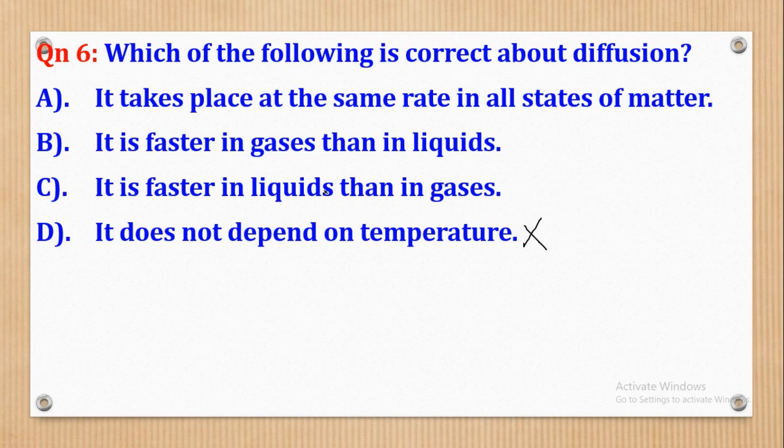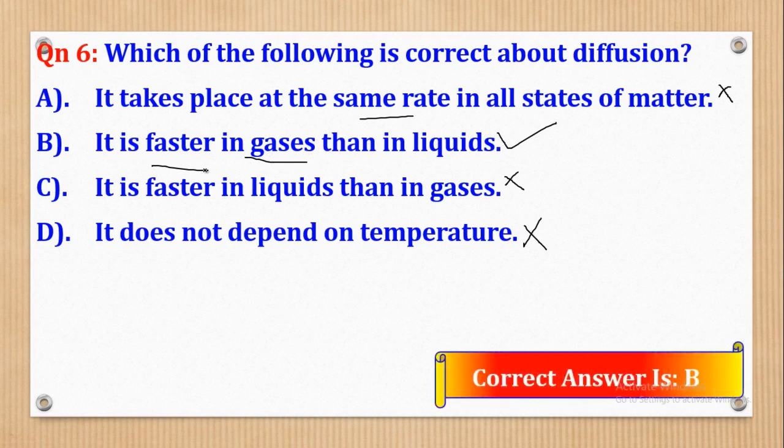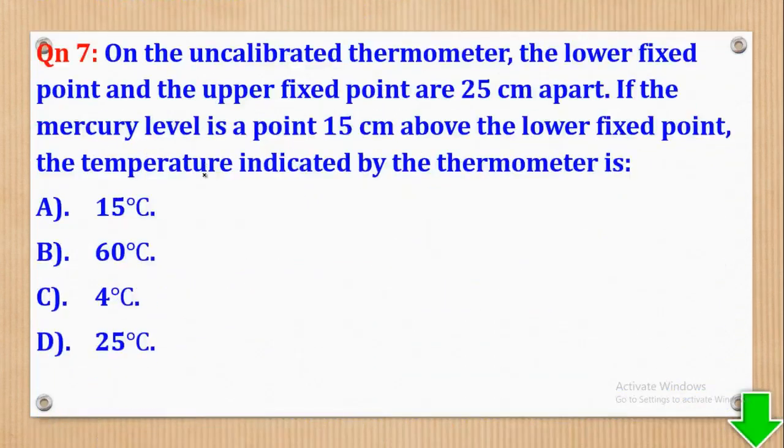Then diffusion is faster in liquids than gases. Remember, it is gases which are more widely spaced than liquids, so this is not okay. Then here, it takes place at the same rate in all states of matter. This is not okay, because in solids the molecules are closely packed, and in gases they are widely spaced. Therefore, it cannot be at the same rate. So the only option is this, because gases are widely spaced, therefore diffusion will be faster. So we conclude that the correct option is option B. So that was question 6. Now we shall go to question 7.